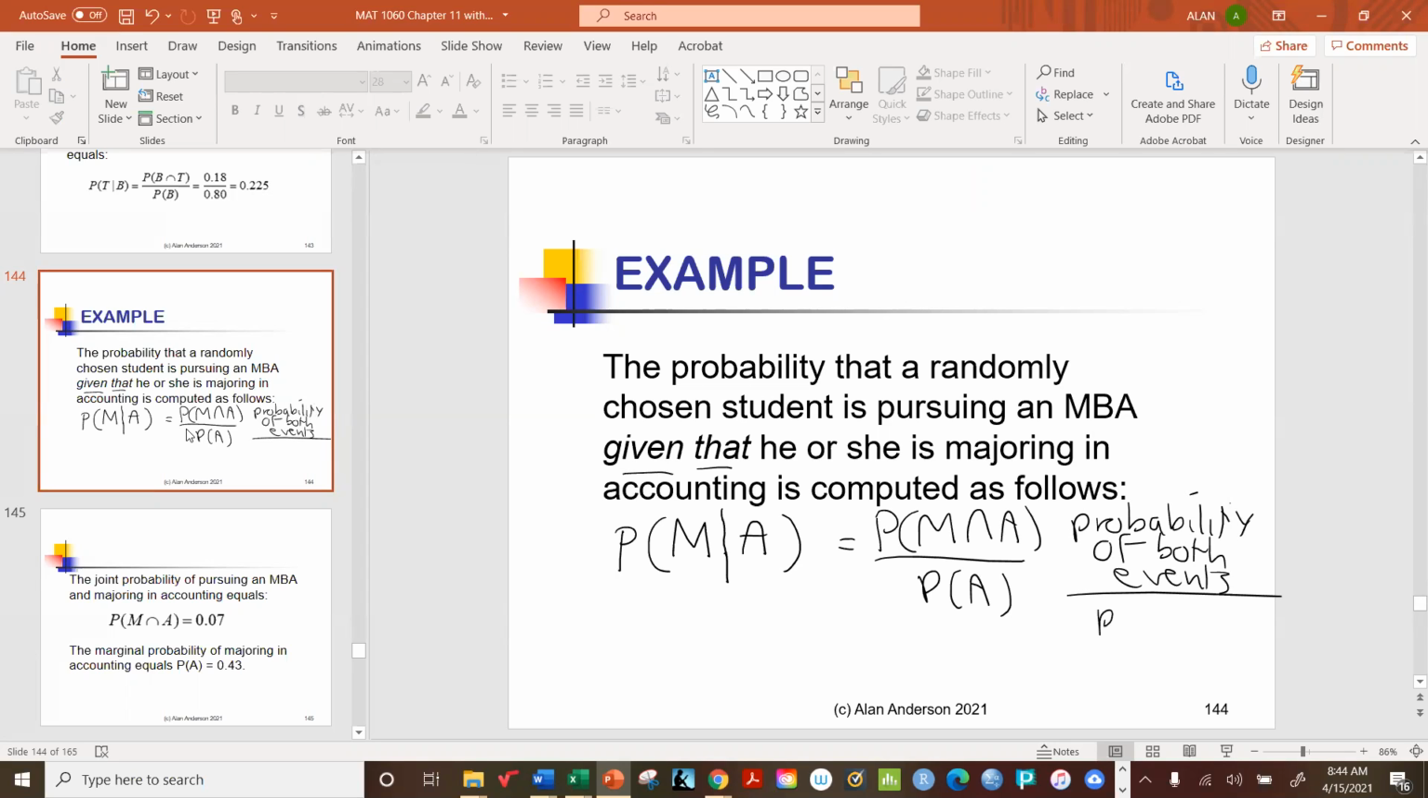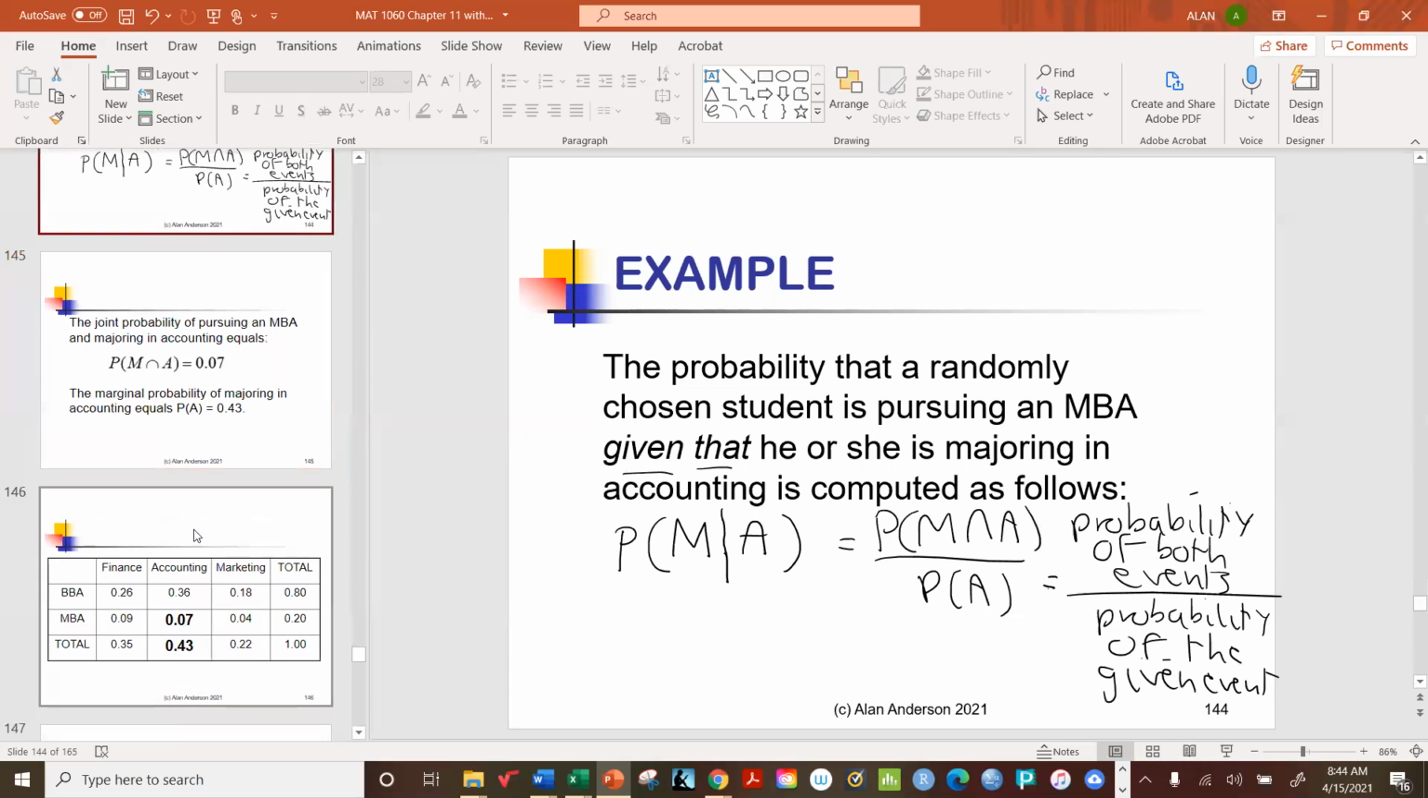Over the probability of the given event. Let's call it the given event. And always it works out the same way. So now what we have to do is go back to our table and find these two probabilities. And then we can plug them in and we'll have our answer.